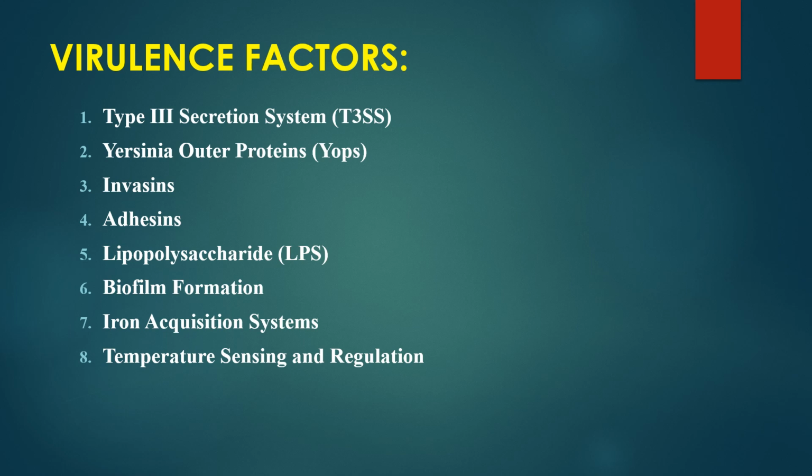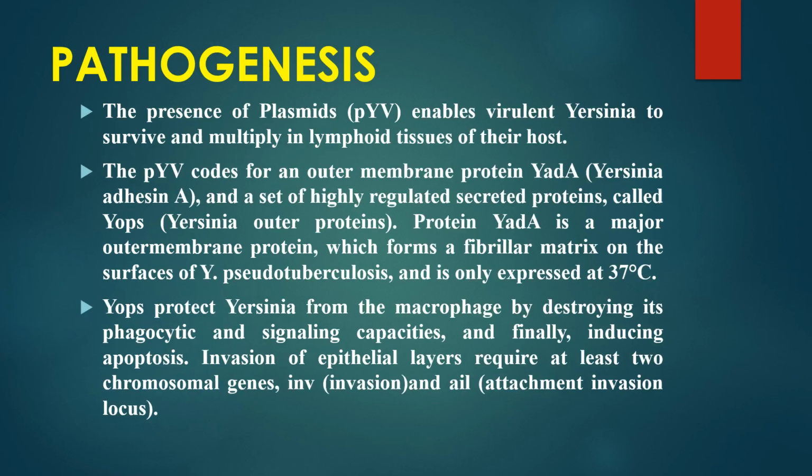And lipopolysaccharide. Lipopolysaccharide is found in the outer membrane of Yersinia pseudotuberculosis and is involved in host recognition and the immune system. Biofilm formation enhances the bacteria's ability to persist in the environment and resist the immune response. Iron acquisition system: to acquire iron from the host and evolved strategies to compete with the host for this vital resource. Temperature sensing and regulation are also virulence factors of Yersinia pseudotuberculosis.